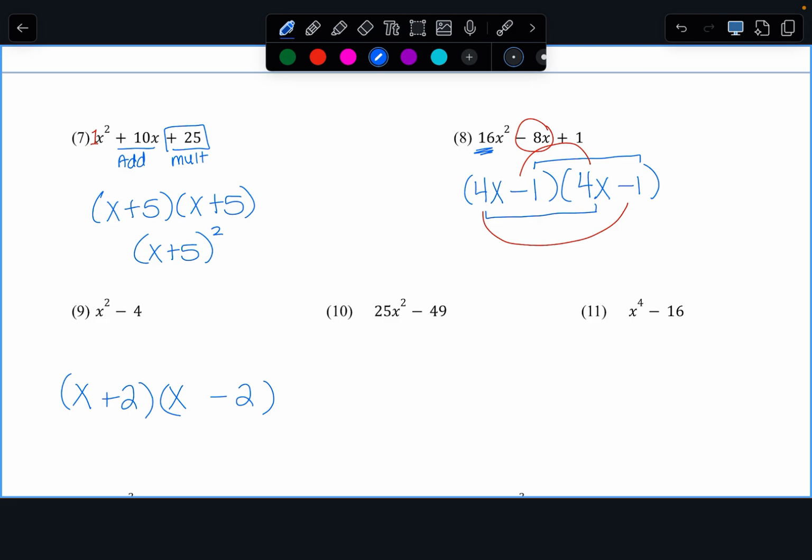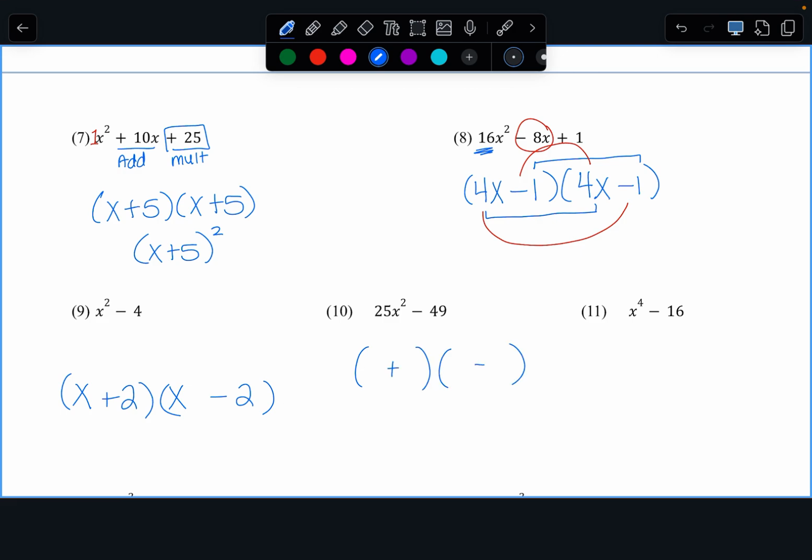10 follows the same pattern. Is there anything that 25x squared and negative 49 have in common from both of them? Can you take the same number out of both? This isn't a trick question, I promise. No, you can't. But they are both perfect squares. So we're going to have the same thing, but different middle signs.